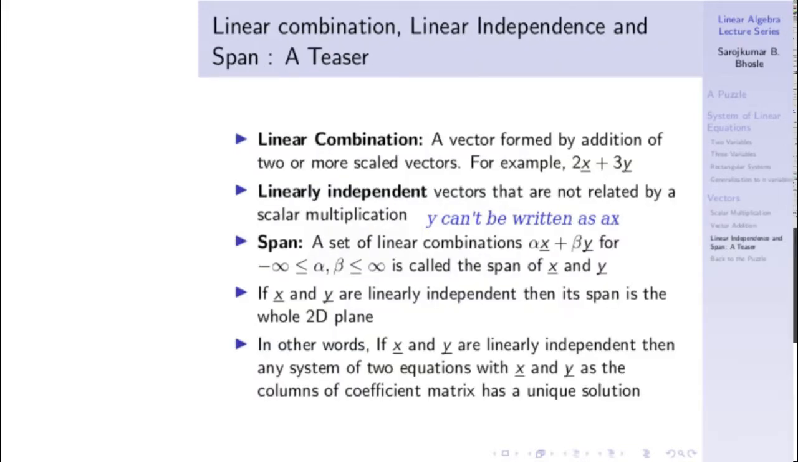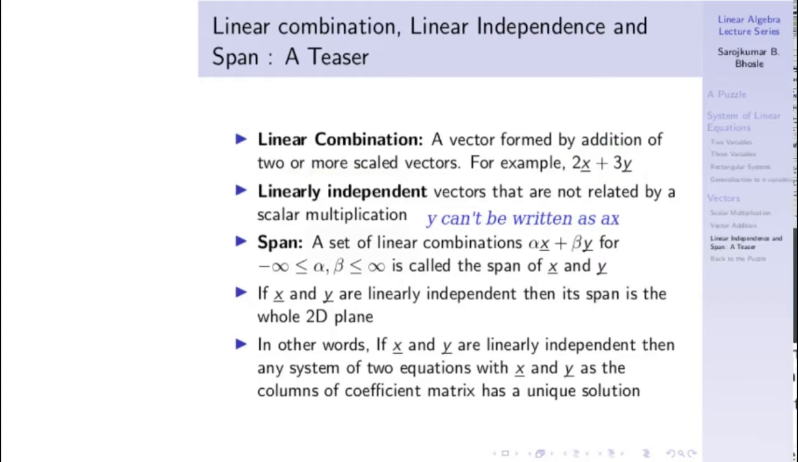Now coming to some basic definitions of linear combination, linear independence and span. You can read this as a teaser. We are not going into details, but I will explain what is needed to understand what I am going to discuss in the next slide. So first let's see what a linear combination is. A linear combination is basically multiplying a number of vectors by a scalar and adding those vectors. So it is formed by addition of two or more scaled vectors. So this is a linear combination of x and y.